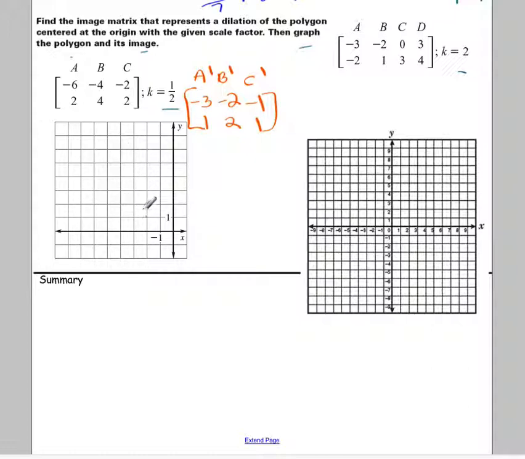Graph the original. -6, 2. There's A. -4, 2, 3, 4, 1, 2, 3, 4. -4, 4 is B. Then -2, 2 is C. That's the original.